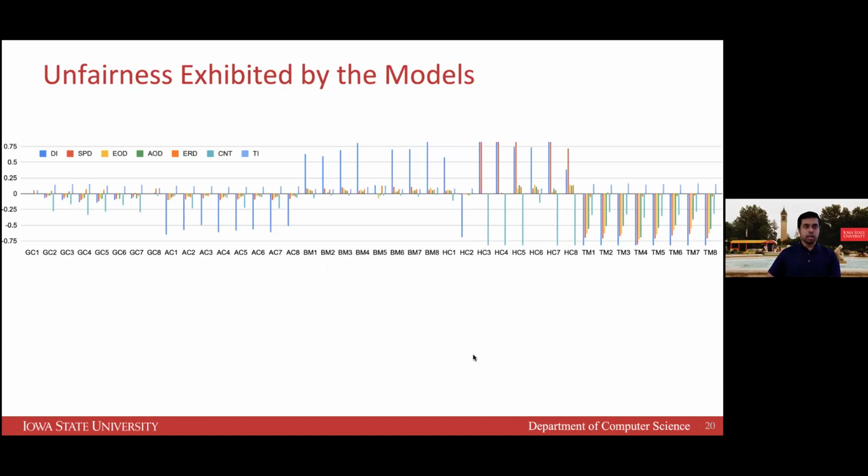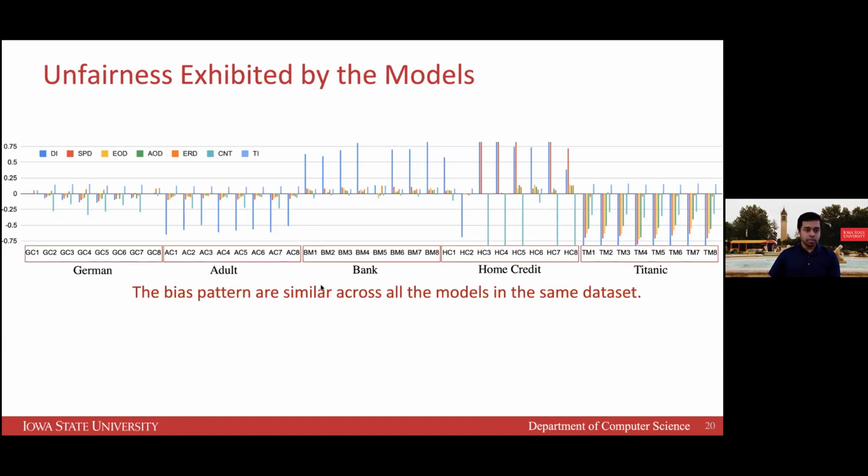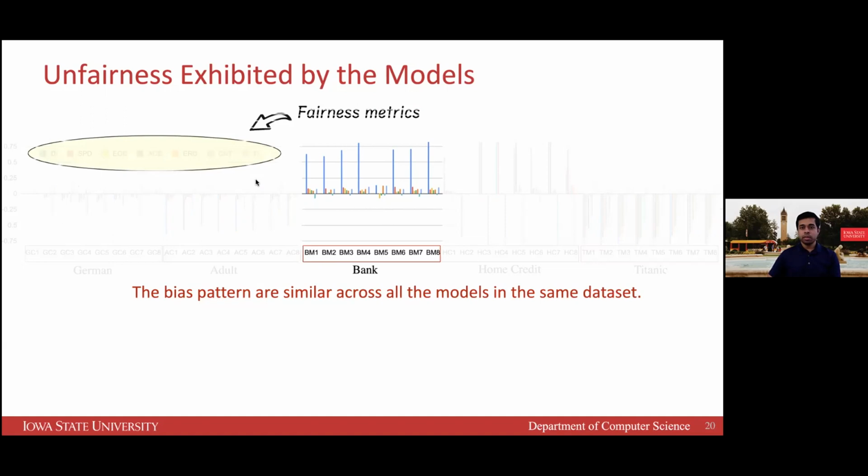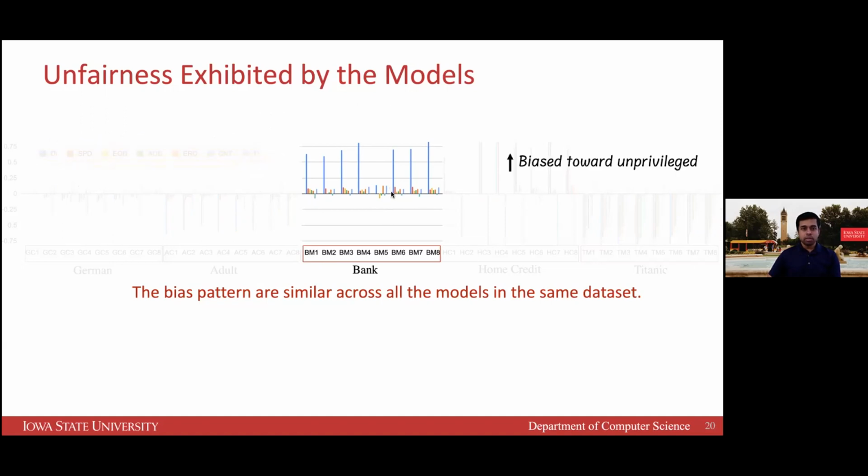This is how the fairness values look for these 40 models. You can see there are 5 different datasets, and each of these datasets follows kind of similar patterns, but some models might be fairer than others in the same dataset as well. What does this mean? These are different metrics, so different colors represent different metrics. If the values are more than 0, it is biased toward the unprivileged group, and if it is negative, it is biased towards the privileged. You can see in the same dataset, this model is much fairer than the others.